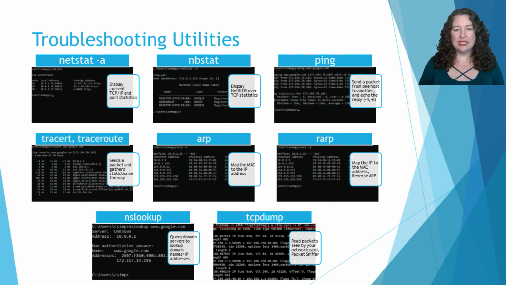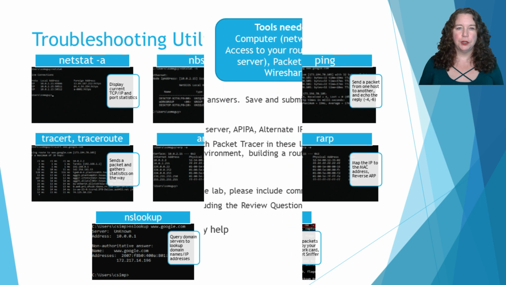The final is tcpdump, which is a Unix command similar to a packet sniffer. It reads all the packets by your network card and then tells you what they are. This is similar to what we're seeing in Wireshark.